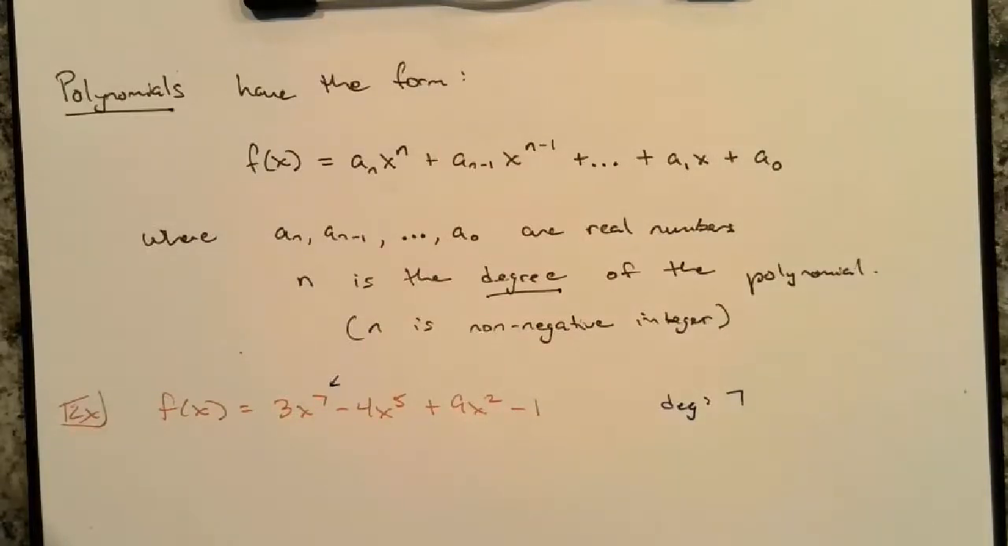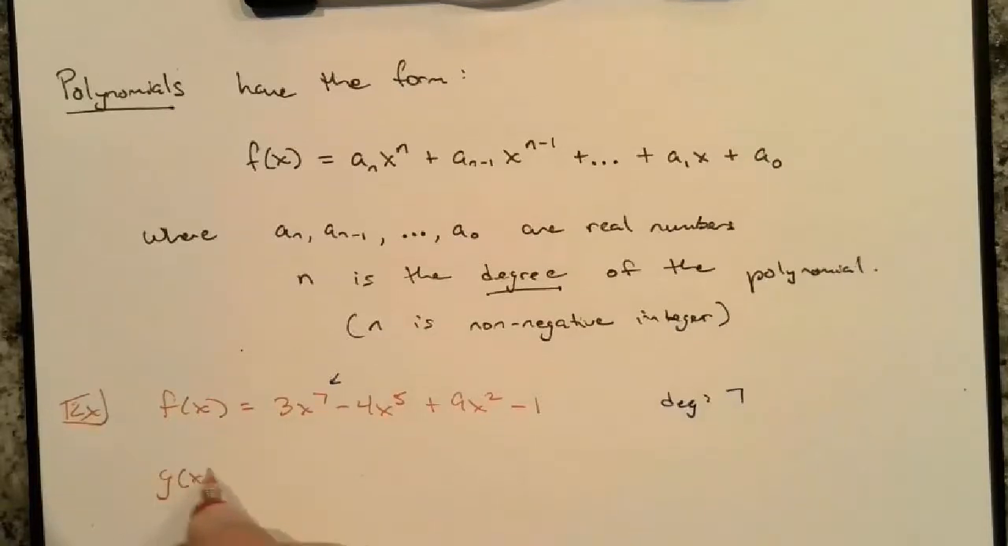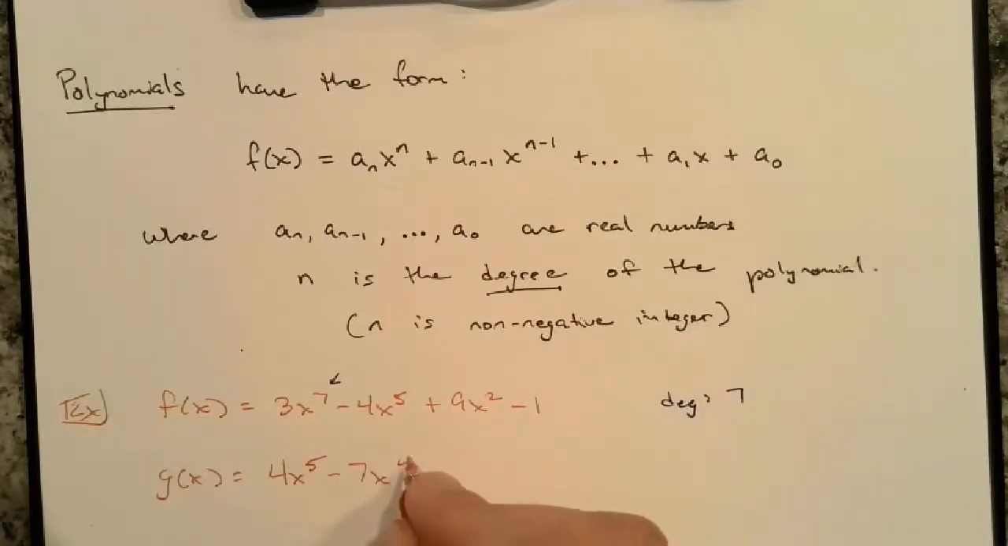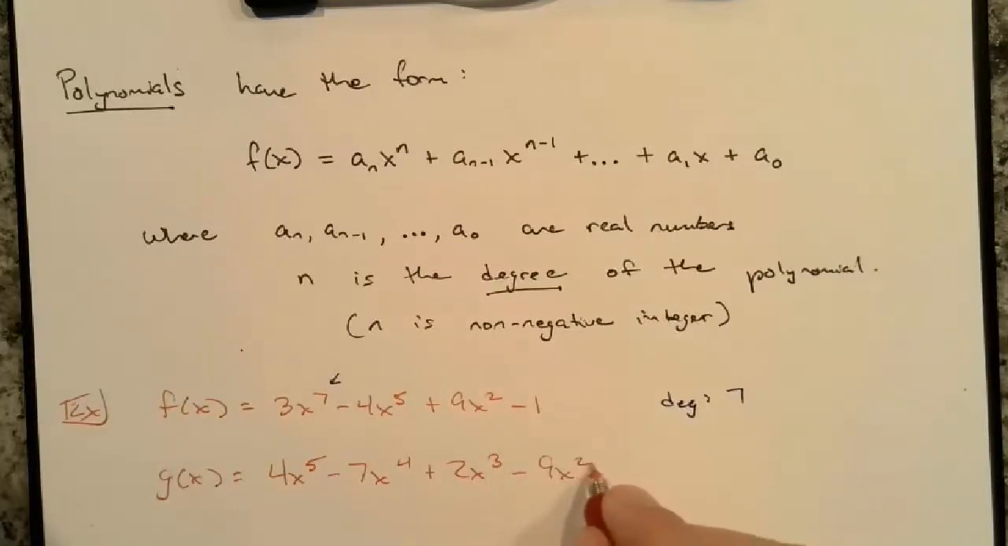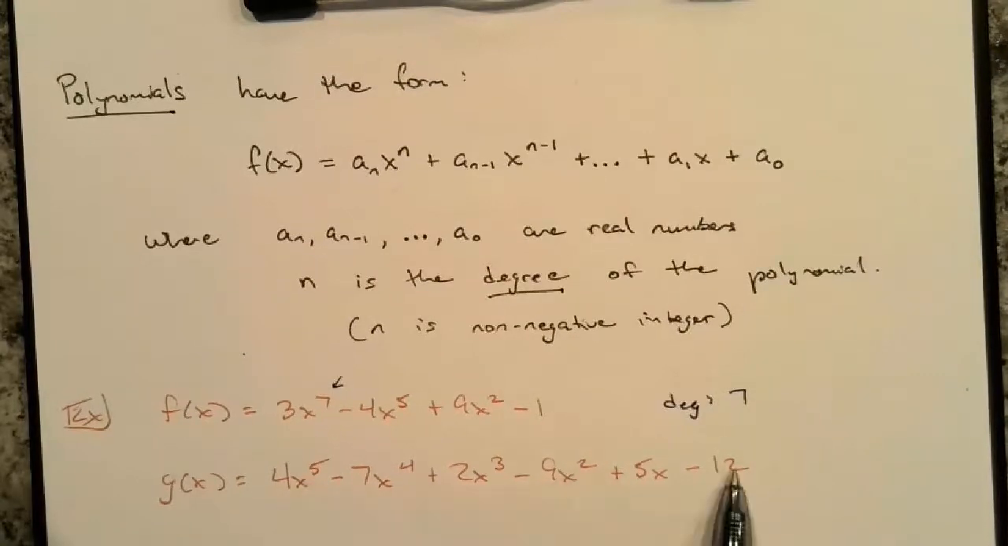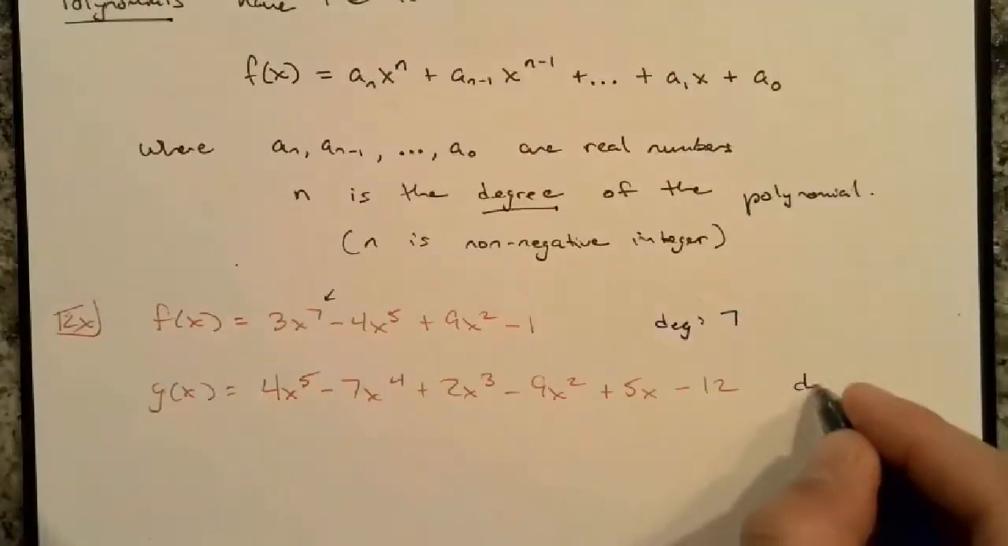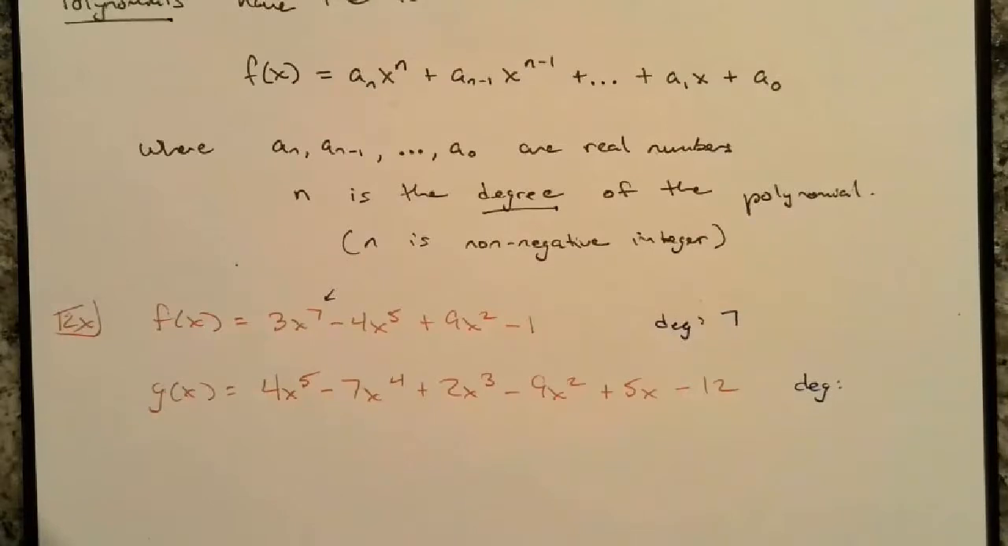You could have all the terms present, right? If I said g of x equals 4x to the 5th minus 7x to the 4th plus 2x cubed minus 9x squared plus 5x minus 12. Again, it's a polynomial. This one has all the terms present from 5 all the way down in terms of the exponents. But the degree, again, is just based on the highest power you see. In this case, degree will be 5.